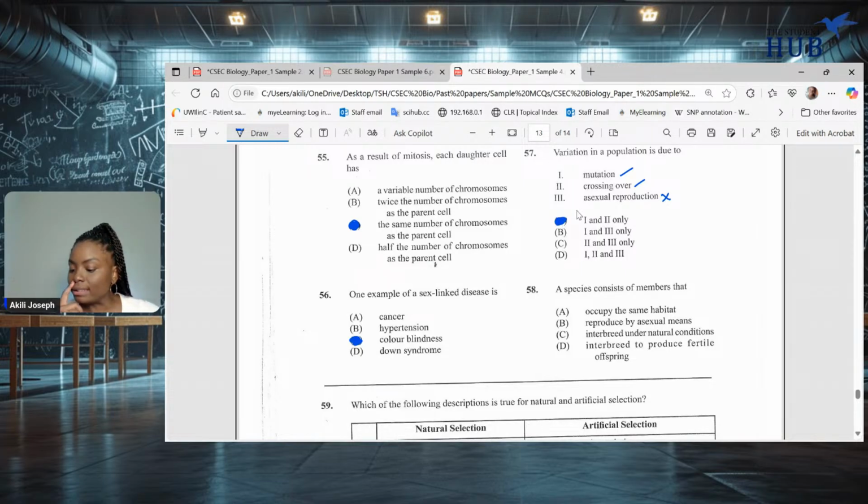58, a species consists of members that occupy the same habitat, reproduce by asexual means, interbreed under natural conditions, or interbreed to produce fertile offspring. 58 is going to be D.